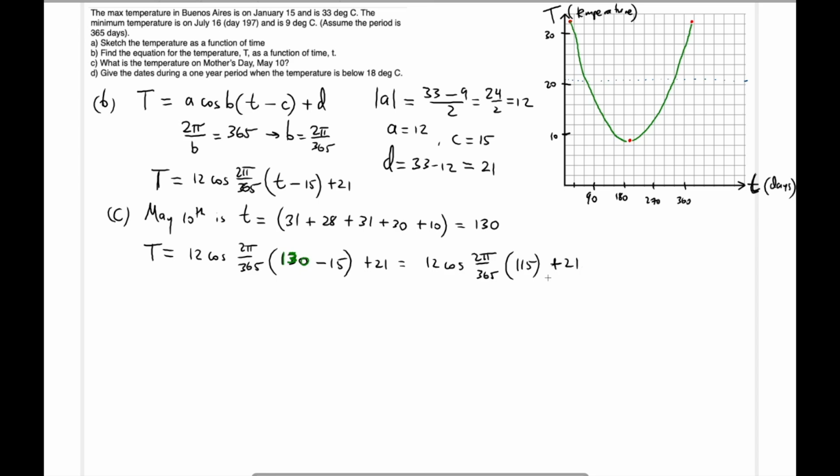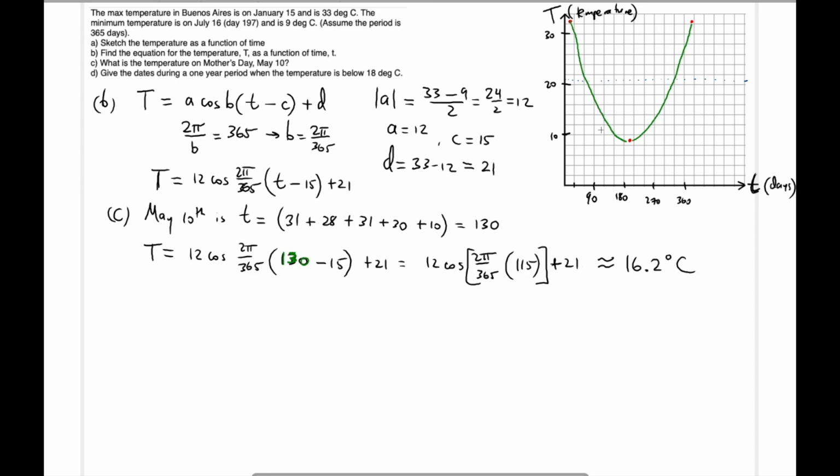So you're going to do this in your calculator. You're going to be in the radian mode, of course. In the radian mode, you find this angle measure. Notice that this is the complete angle measure for that cosine, right? This part here. So find that, multiply 115 by 2 pi, divided by 365, then find the cosine, making sure you're in radian mode. That result should be multiplied by 12, the amplitude, and then that result should be added to 21. So if you do this right, and you round to the nearest tenth, you should get 16.2 degrees Celsius.